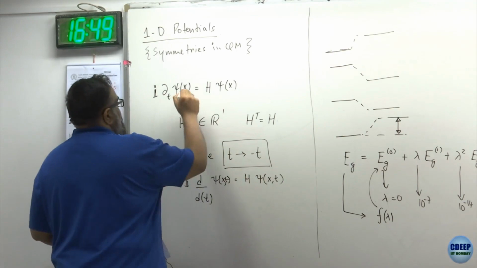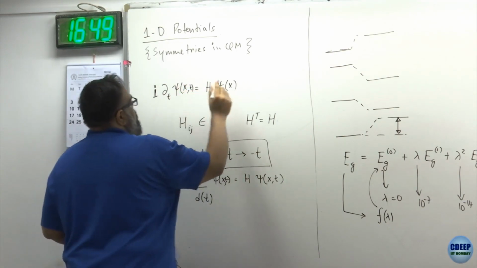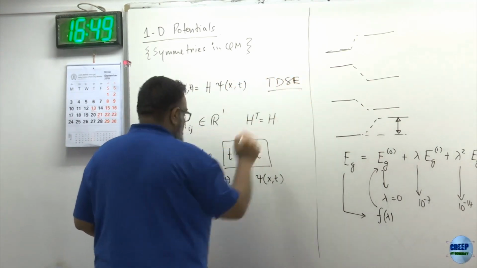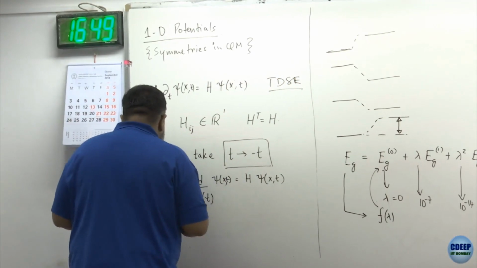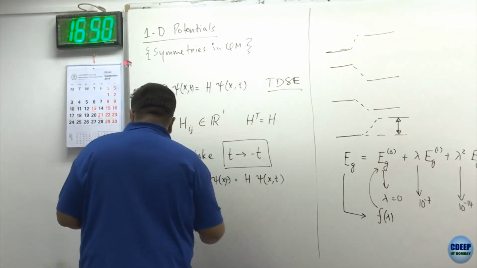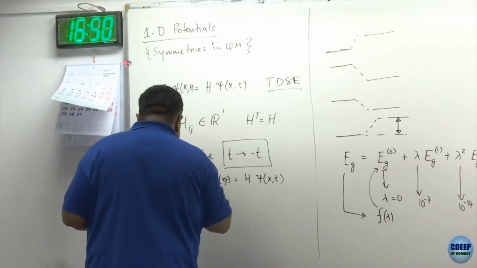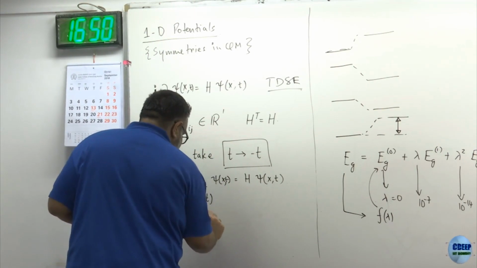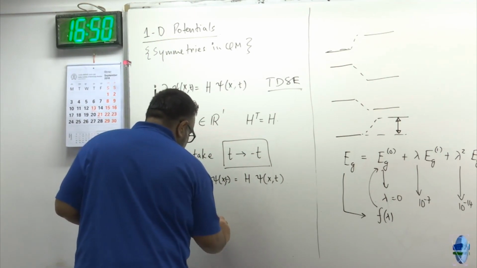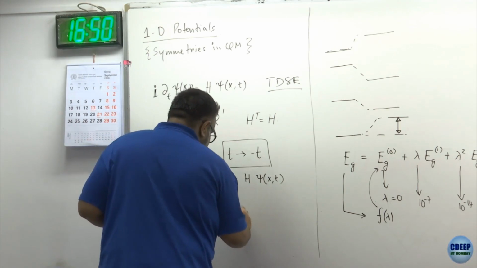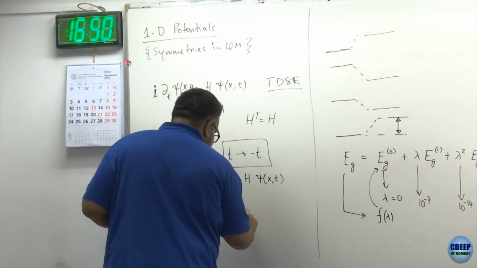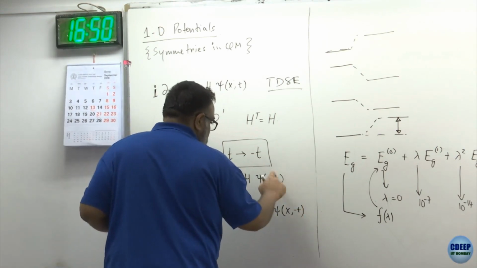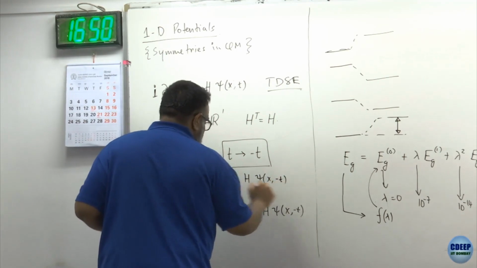Sorry, everything has time in it. This is the time-dependent Schrodinger equation. Now what happens is that this minus t just comes out, and it becomes minus i del t of psi of x comma minus t is H of psi of x comma minus t.